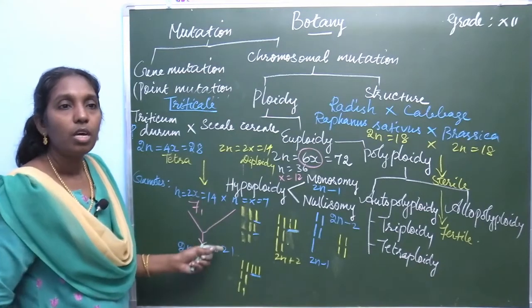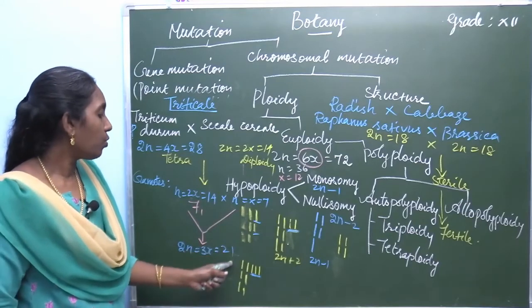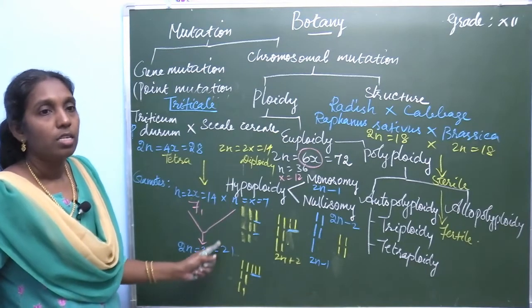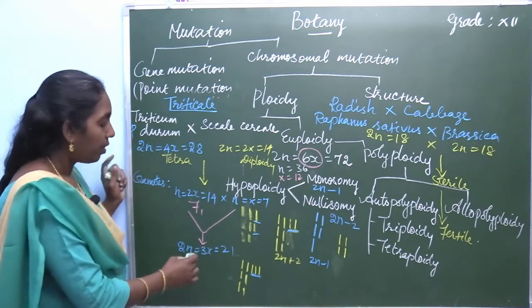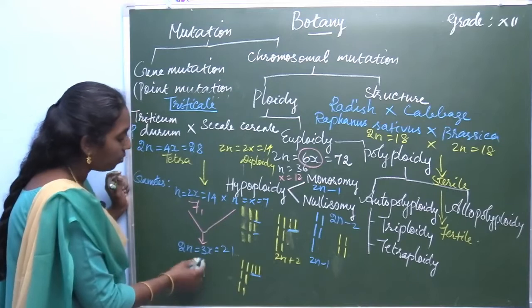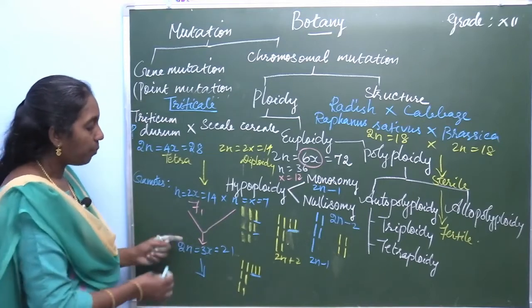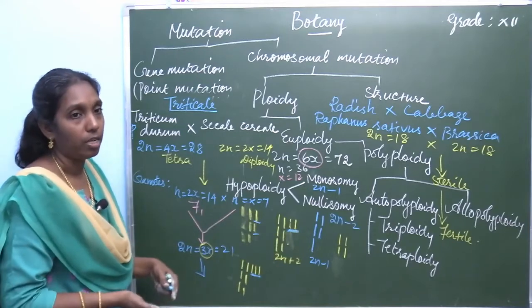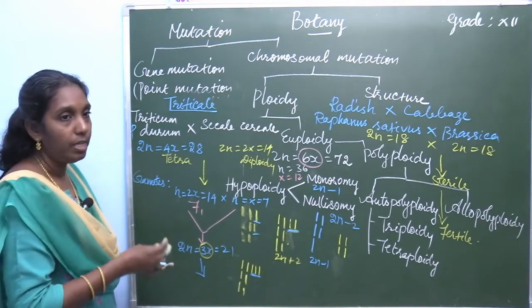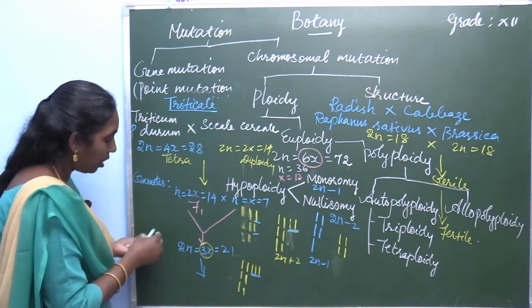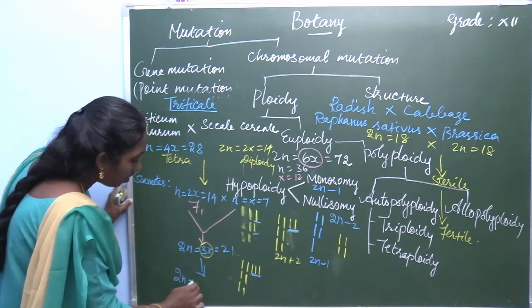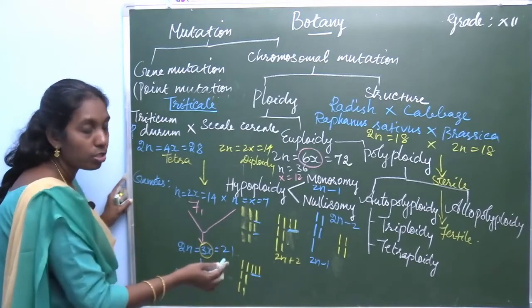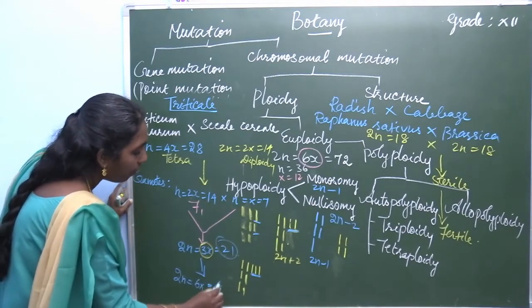2n is equal to 3x is equal to 21. So now it is triploid. This triploid, when the chromosome number is doubled, can become hexaploid. So when it is doubled, 2n is equal to 6x, hexaploid. It becomes double the chromosome number, so this 21 becomes 42.